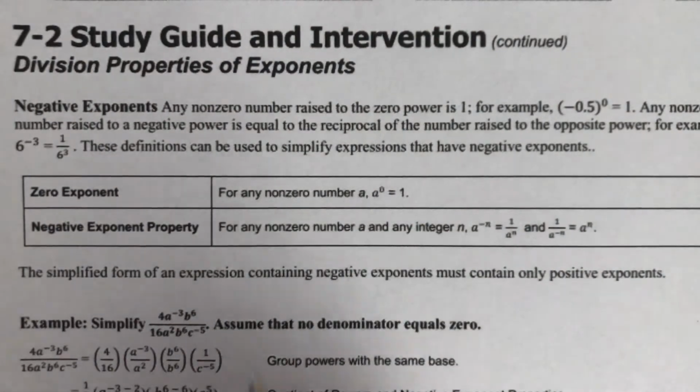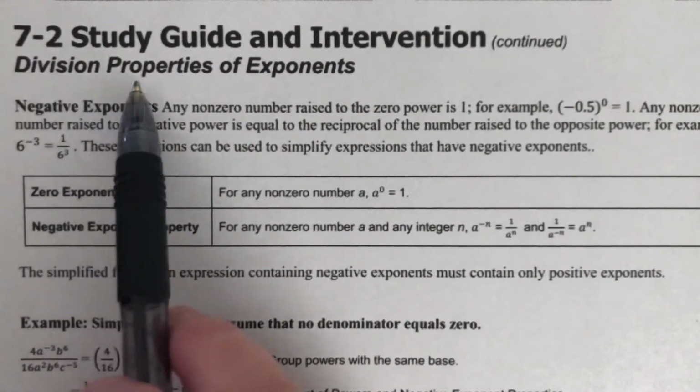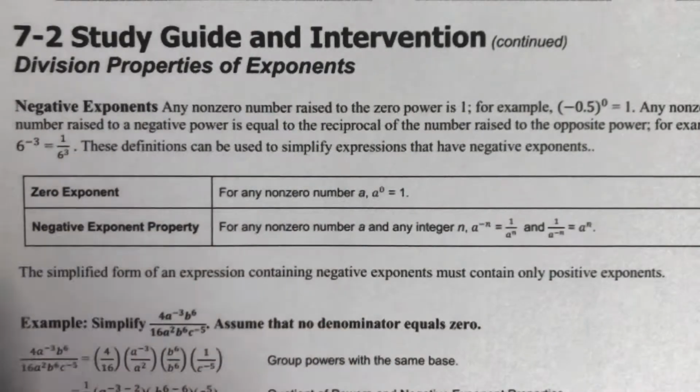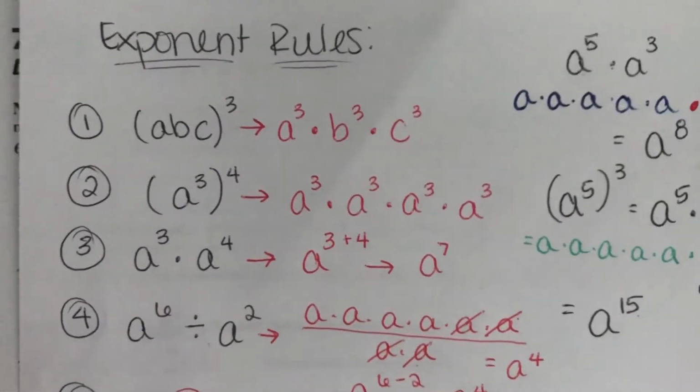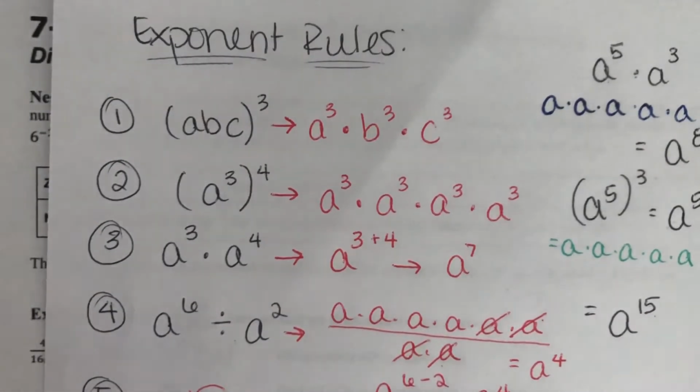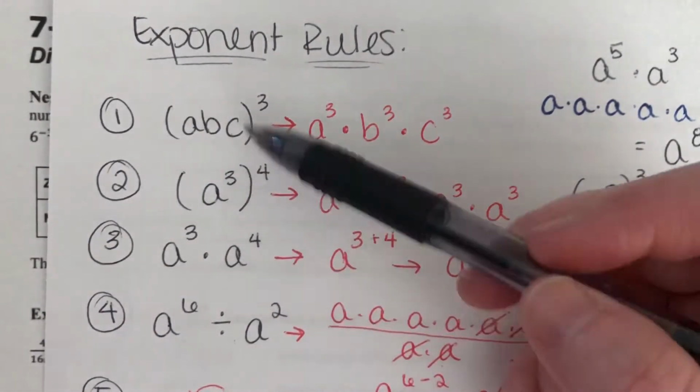This is part 2 of lesson 7-2. We've been talking about division properties of exponents. So previously, in part 1 of the last video for 7-2, we went over some rules of exponents, right? So we talked about some multiplication rules, right?